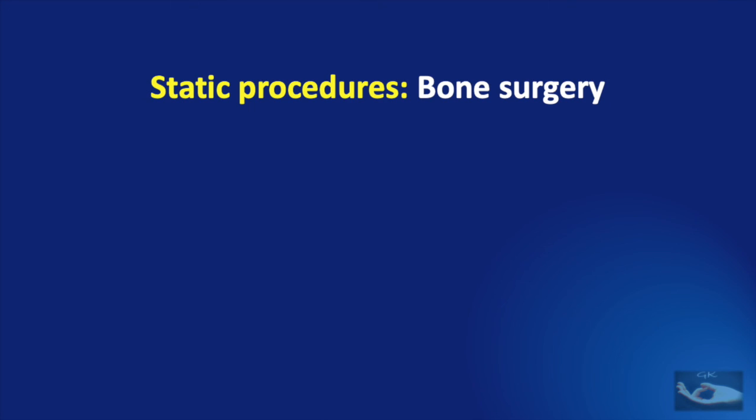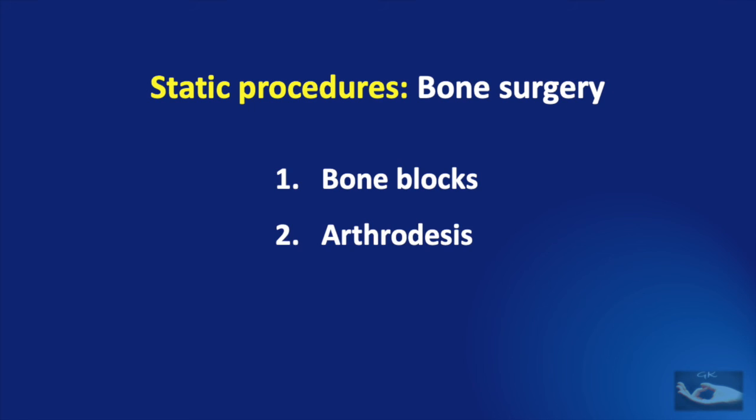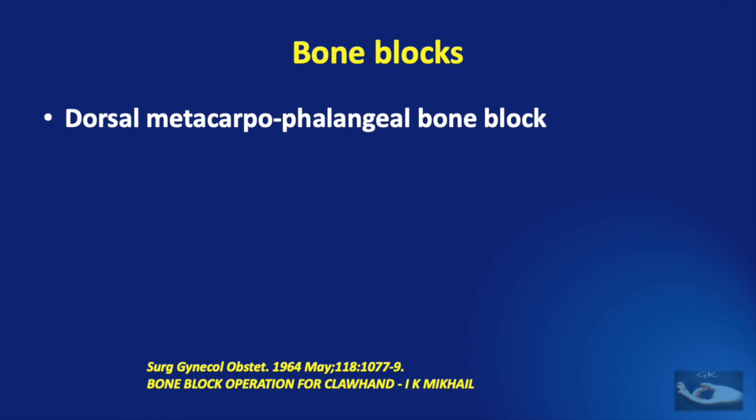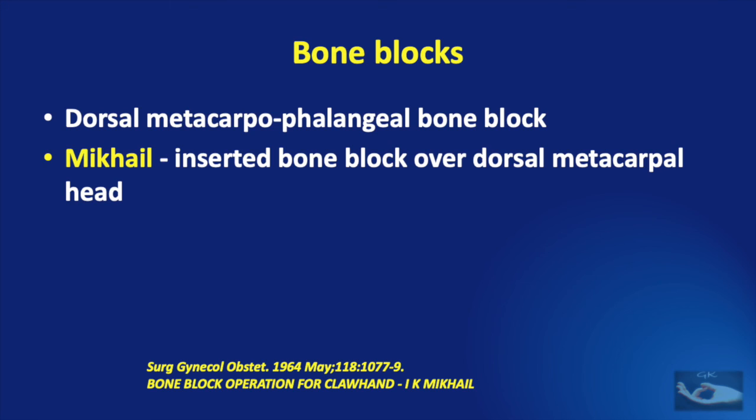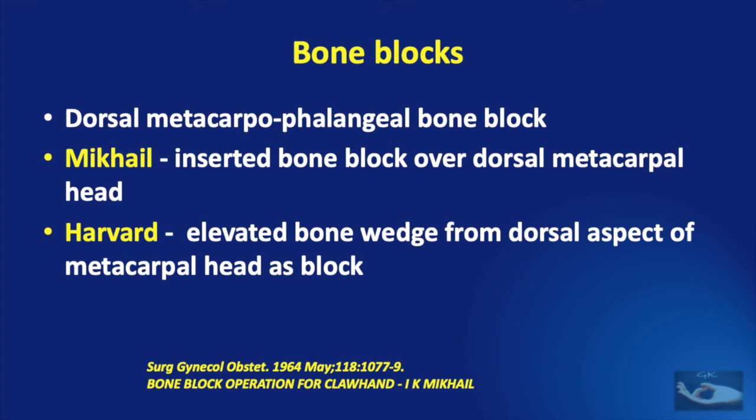Finally, we shall discuss the static procedures involving the bone and the joint. This could be in the form of bone blocks or arthrodesis. The principle of using bone blocks as a static procedure is that a dorsal metacarpophalangeal joint bone block is inserted to prevent complete extension of the metacarpophalangeal joint. Mikhail inserted the bone block over the dorsal metacarpal head, whereas Harvard elevated a bone wedge from the dorsal aspect of the metacarpal head to be used as a block.